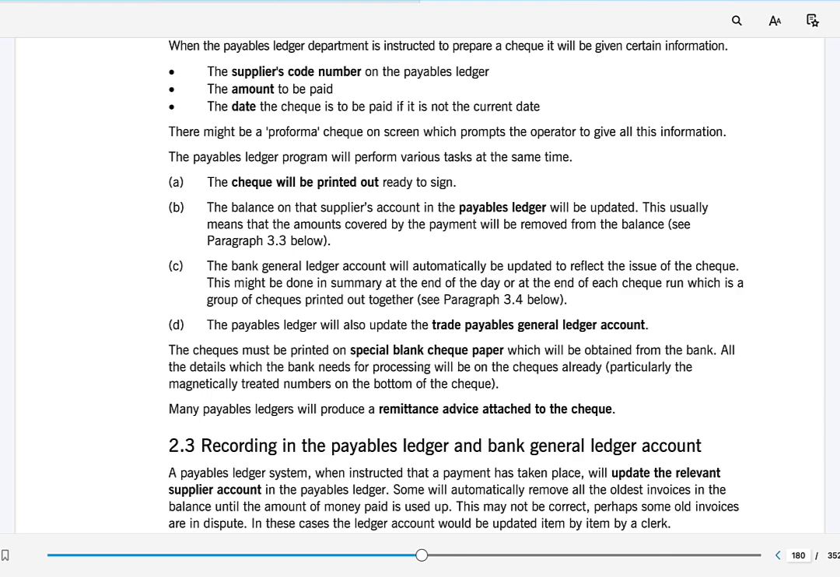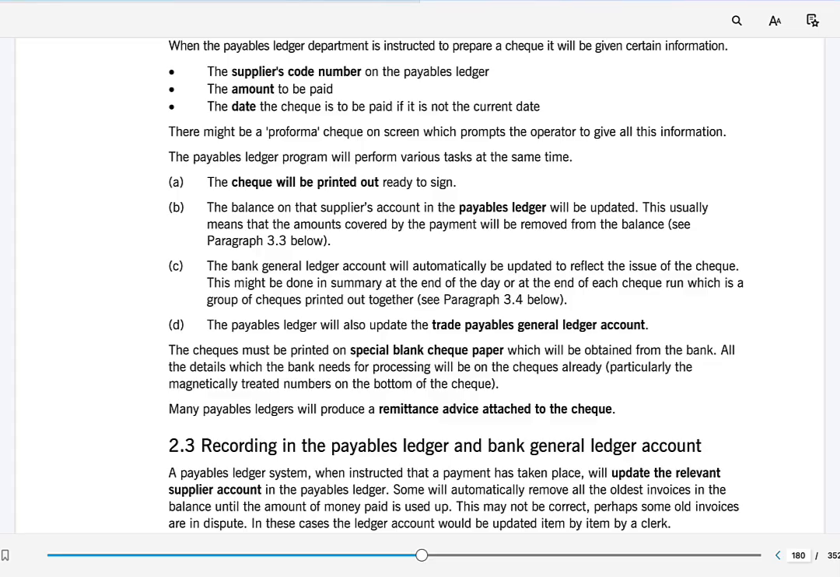A simple example, so the process becomes very easy in your mind. Now, class, let's do a simple example to see how the computer behaves. Imagine Rapid Supplies is a supplier. They have an invoice of $500 due. The manager approves the payment. Now the clerk enters the payment into the system. The clerk types supplier code for Rapid Supplies, amount $500, date today.